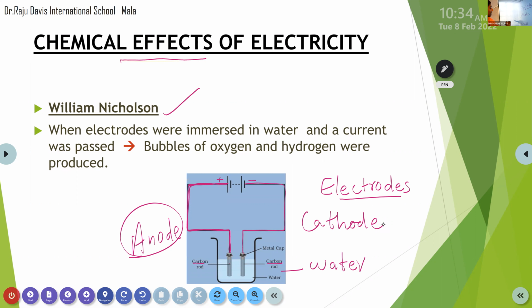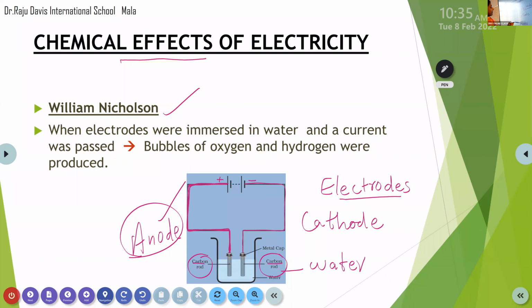So he takes one container, which contains some water, and it is connected to an electric circuit. Two metal rods are dipped inside this water. These two metal rods are carbon rods. For the experiment, we took carbon rods as electrodes, and the rod connected to the positive side of the battery is known as the anode, and the rod connected to the negative side is known as the cathode.